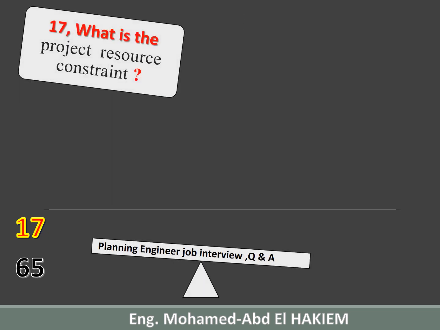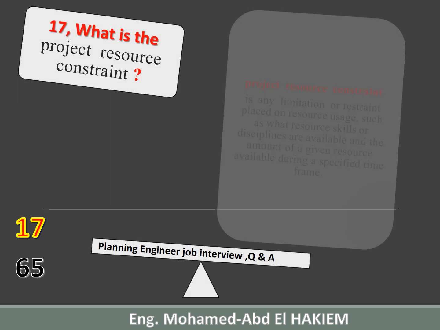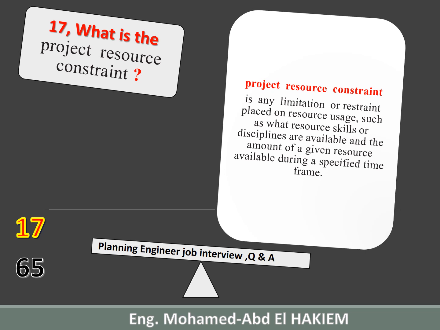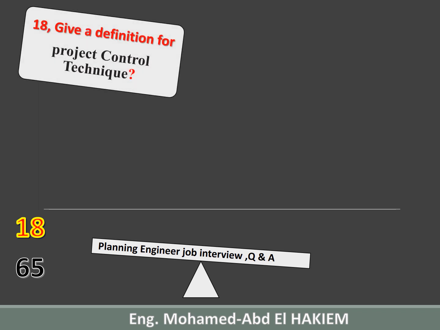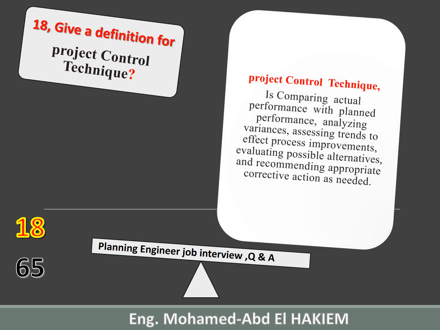17. What is the project resource constraint? Project resource constraint is any limitation or restraint placed on resource usage, such as what resource skills or disciplines are available and the amount of a given resource available during a specified time frame. 18. Give a definition for project control technique. Project control technique is comparing actual performance with planned performance, analyzing variances, assessing trends to affect process improvements, evaluating possible alternatives, and recommending appropriate corrective action as needed.